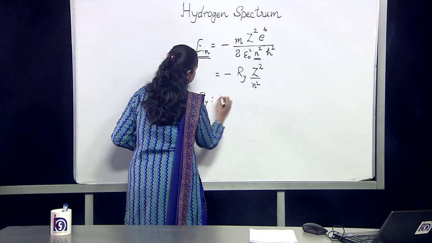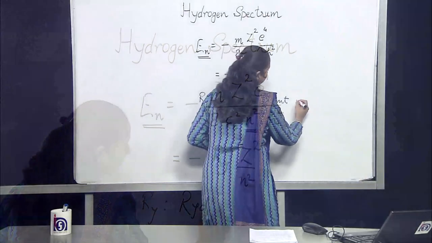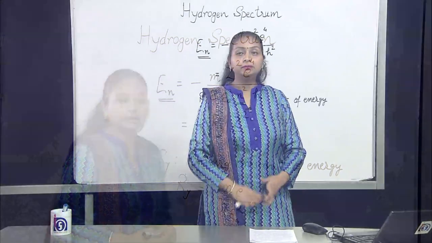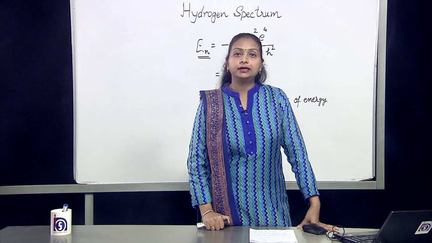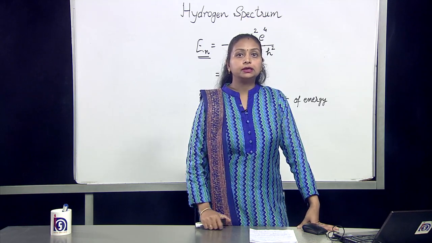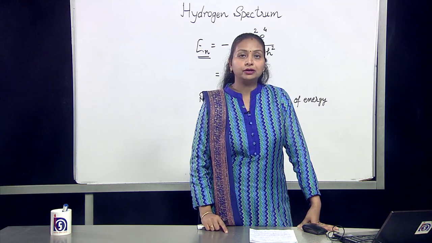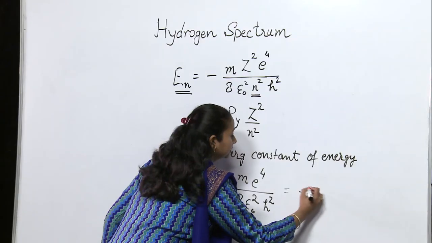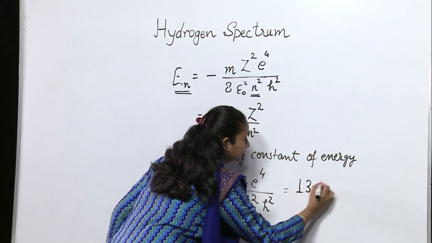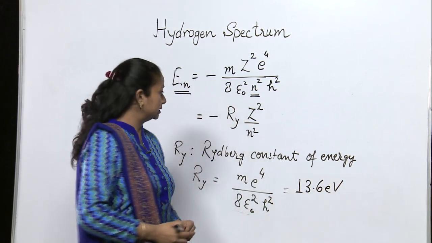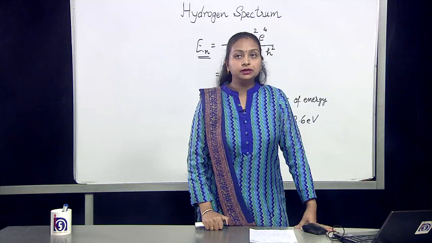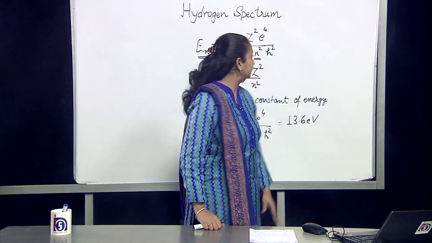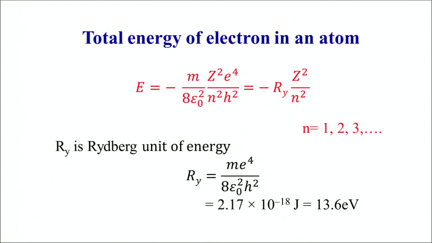Here Ry is the Rydberg constant of energy, which has a value m e to the power 4 by 8 epsilon naught h square. Now, if we substitute the constants, that is the value of m, the value of e, epsilon naught and h, the value comes out to be equal to 13.6 electron volt. This is the Rydberg constant of energy. In terms of this, the energy gets simplified in a very simple equation, that is En equal to minus Ry z square by n square.